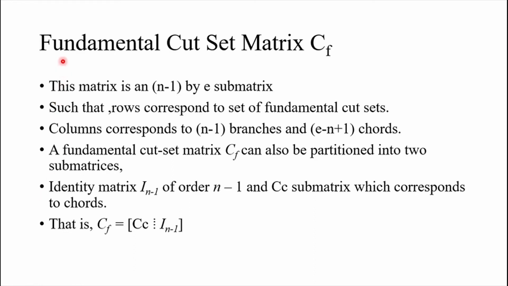Okay, so now I'm going to explain the fundamental cut set matrix CF. This matrix is an n-1 by E submatrix such that rows correspond to the set of fundamental cut sets, and columns correspond to n-1 branches and E minus n plus 1 chords. A fundamental cut set matrix CF can also be partitioned into two submatrices, that is, identity matrix I of order n-1, and the CC submatrix, which corresponds to the chords. The fundamental cut set matrix CF can be written in this format: CF is equal to CC, I n minus 1. Now I'm going to explain all these points with the help of an example.